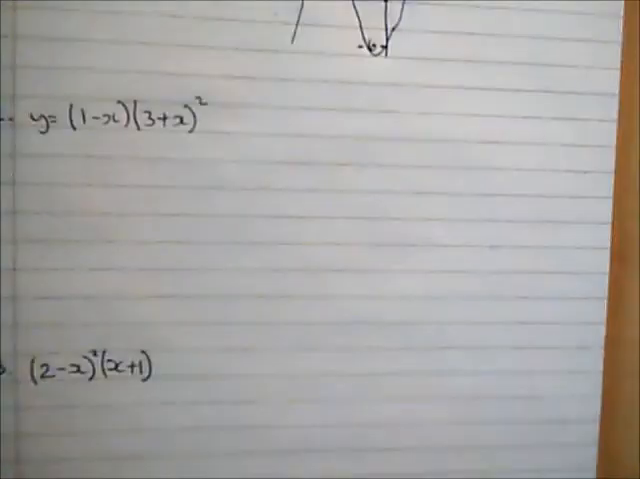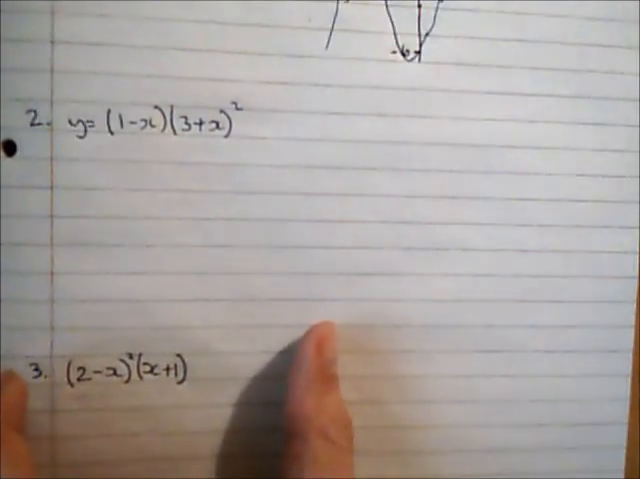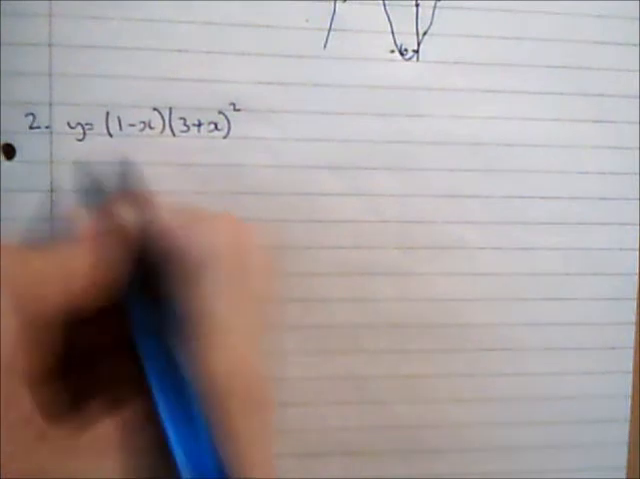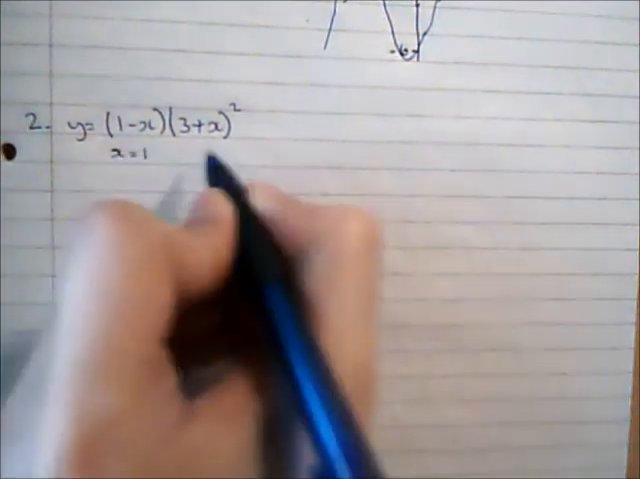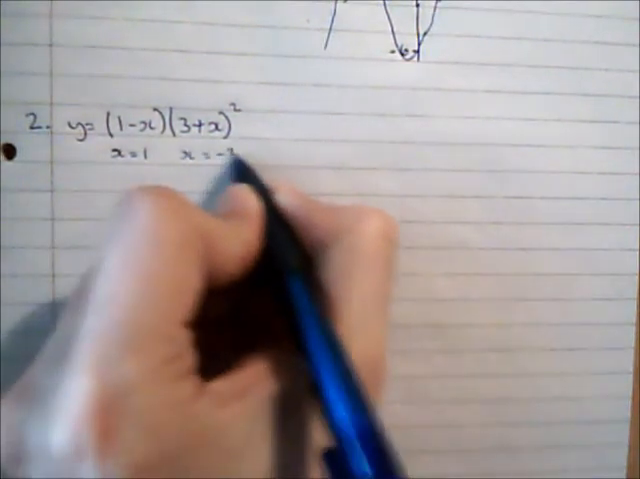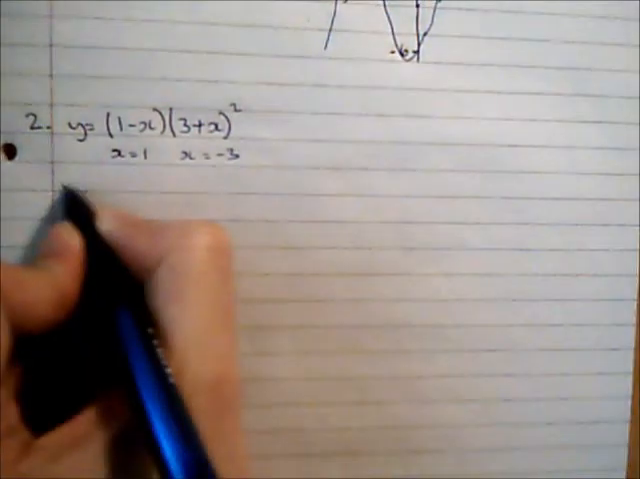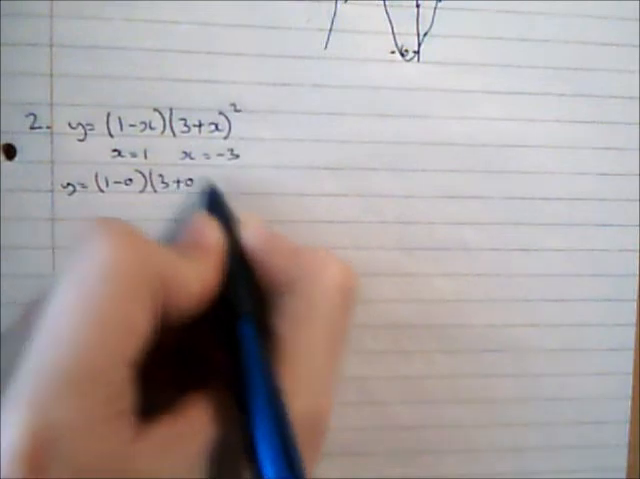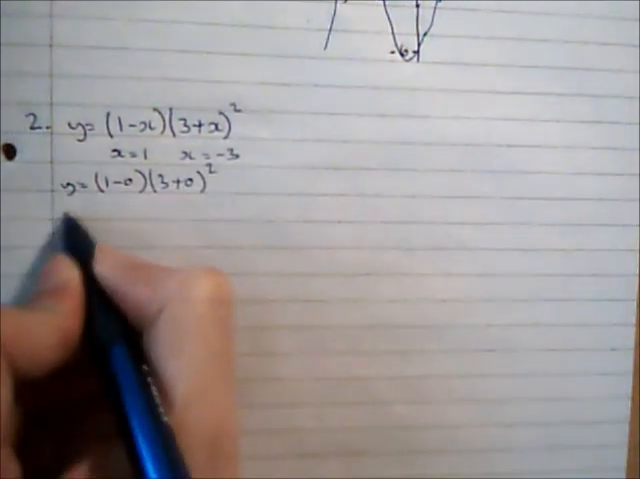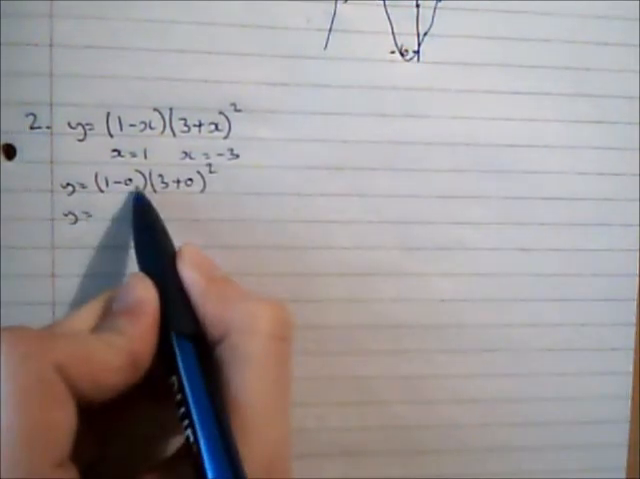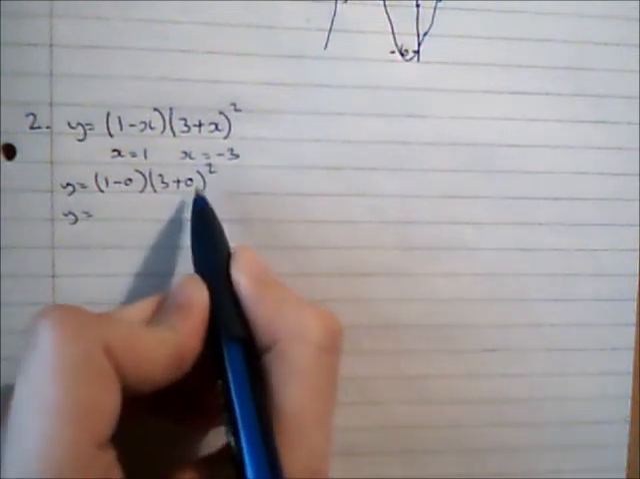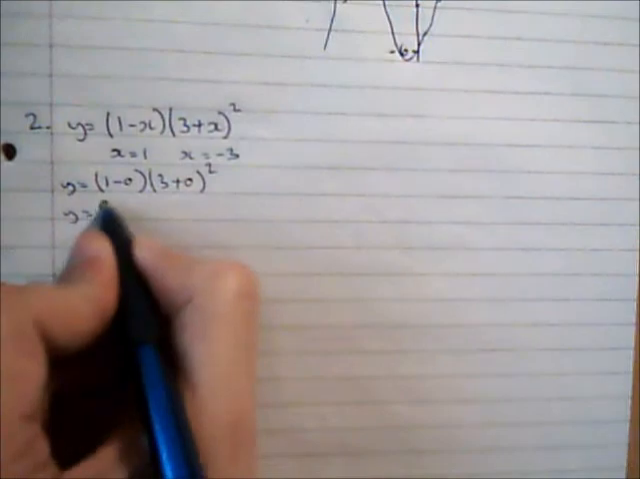So this second example, we're going to look at much the same thing. I am going to have x is 1 and x is negative 3 as my key features, and y is going to be where x is 0. So 1 subtract 0 is 1, 3 add 0 is 3, square that is 9, multiply it by the 1 gives me 9.